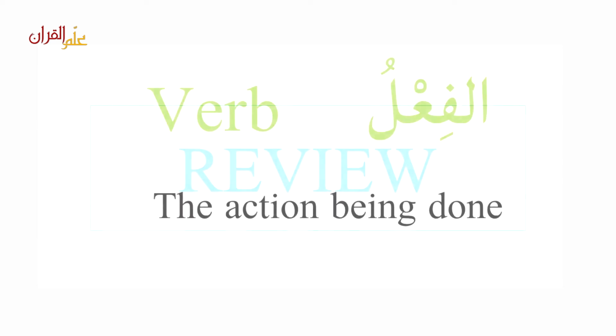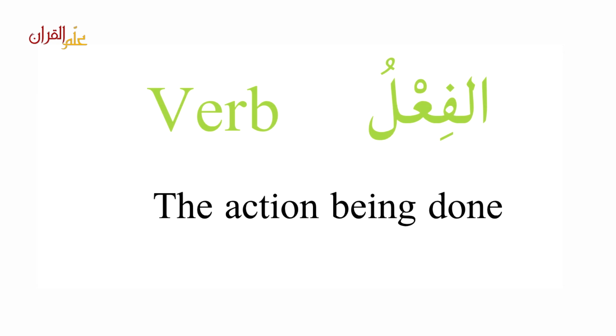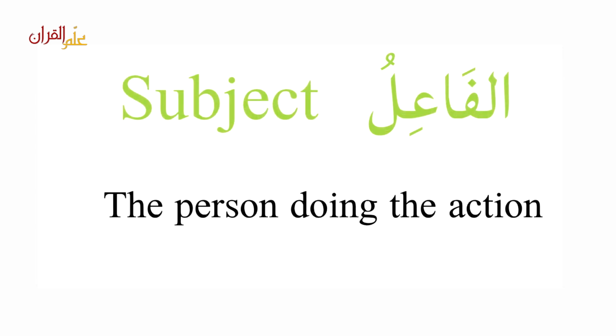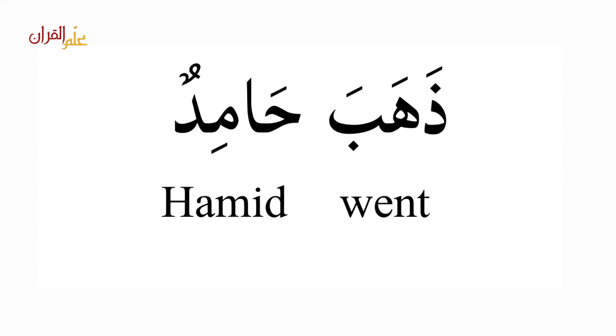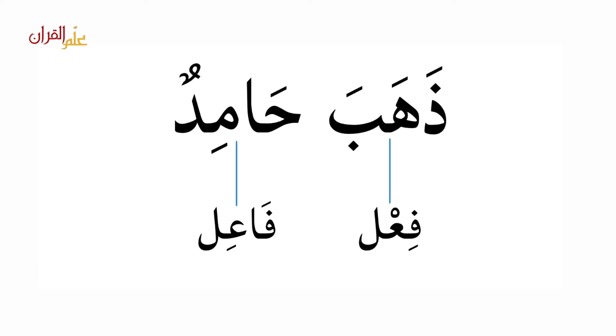So let's review. Fi'l is the verb, the action being done. Al-fa'il or fa'il is the person doing the action. ذهب حامد. Hamid went. So ذهب is fi'l, Hamid is fa'il. And the dhamma indicates that Hamid is the fa'il. Hamid is doing the action, and fa'il is the person doing the action.